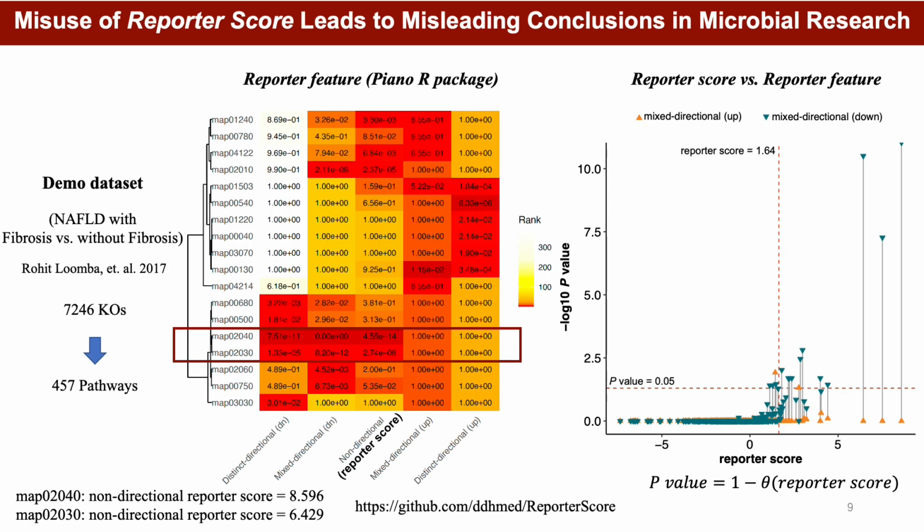In our demo dataset, reporter feature achieved the results of up and down regulated enrichment, and it is an important complement to reporter score. The reporter score does not take direction into account. For example, the two pathways 2030 and 2040 ranked high in reporter score but were significantly downregulated, and the pathway with reporter score greater than 1.64 can either be upregulated or downregulated.